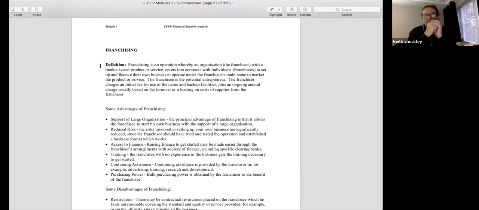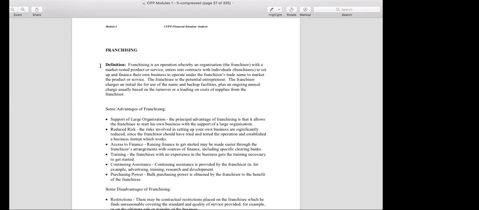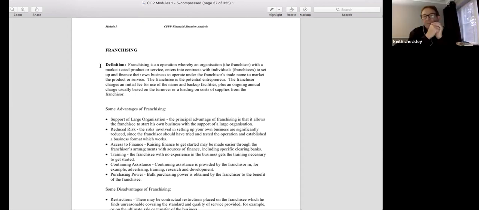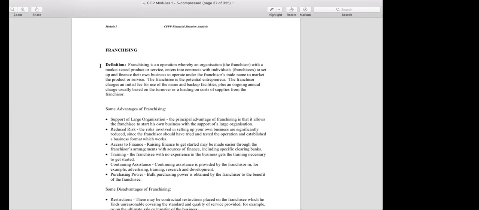So a franchise is where an organization with a market tested product or service enters into contracts with individuals to set up and run their own business. Wendy's. Yep, Wendy's. Very good. I seem to remember, is it Wendy's Burgers? I can't quite remember. Or do they do fries as well? Wendy's fries? Yeah.